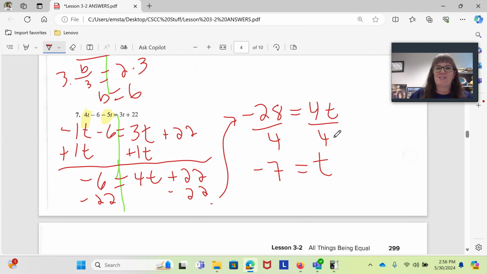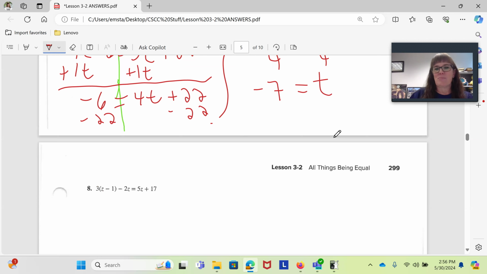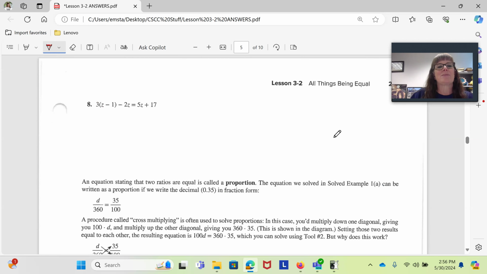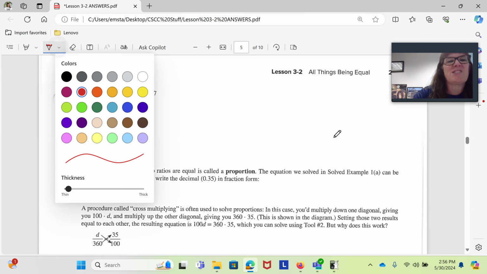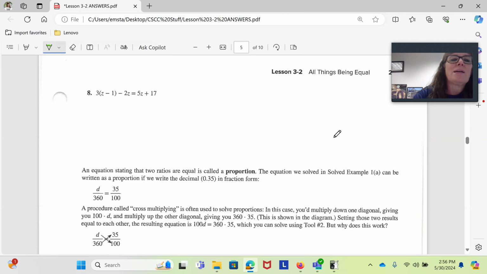All right, let's do one more. It's a little longer, and then we'll get into proportions. This one is probably a 3-step equation as well. I say probably because there's a chance something could cancel out, but I don't think so. I see z on both sides, so it's likely that it's going to be a 3-step. This one has a fair amount of simplifying I have to do first.